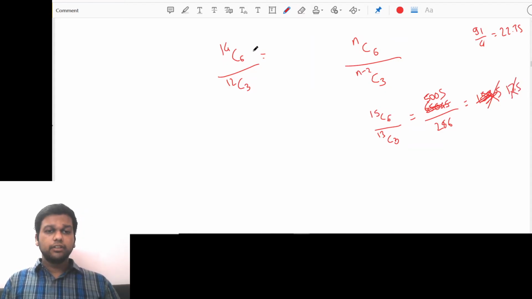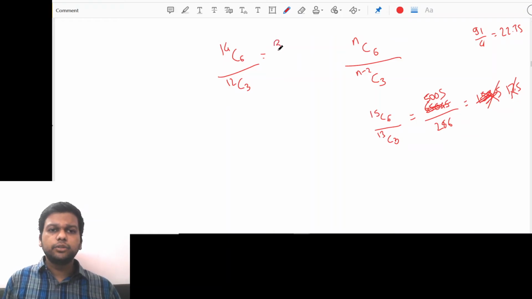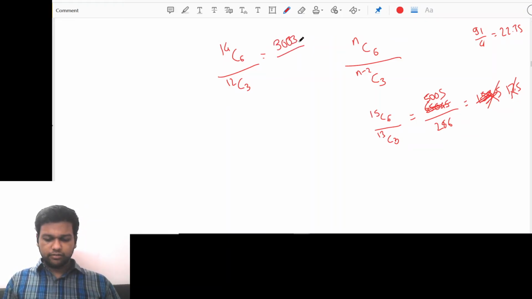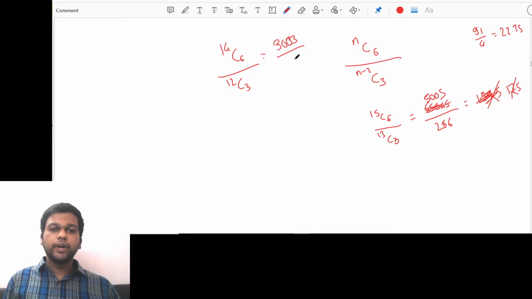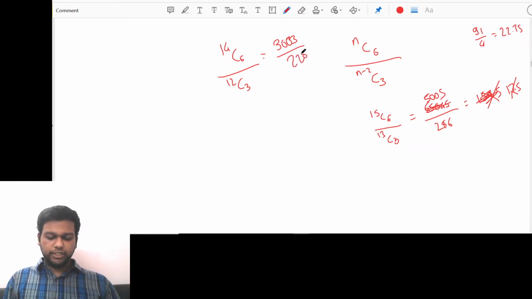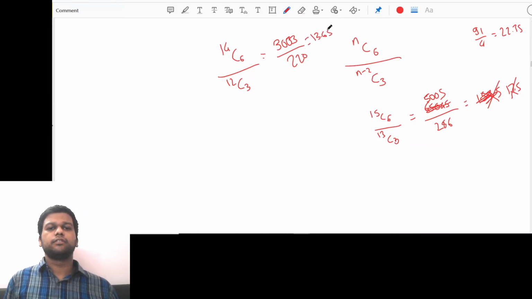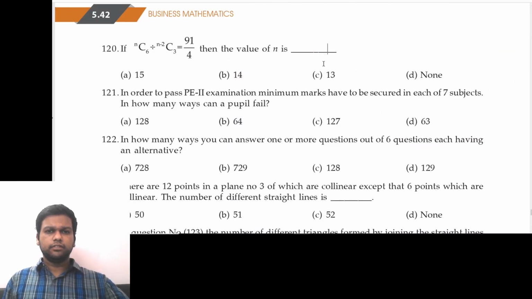Let's check this one. 14C6. So 14 minus 6 is 8. This is 3003 upon 12C3, which is 220. How much is this? 13.65, not correct.